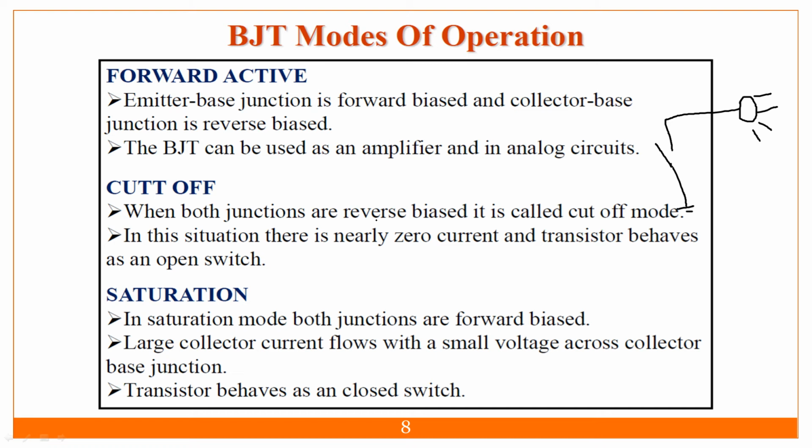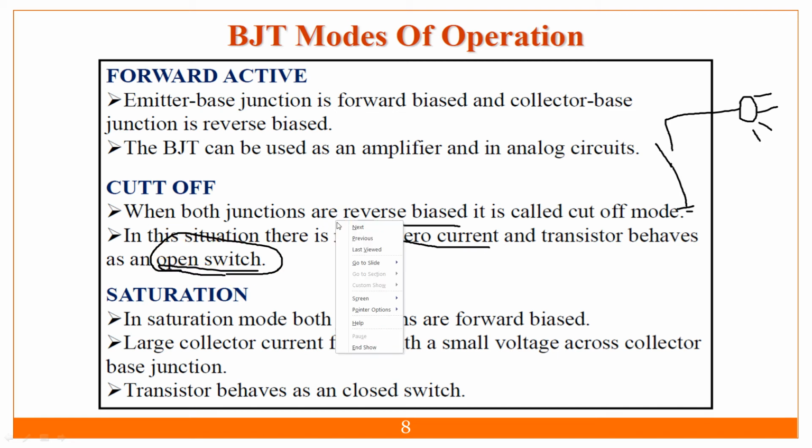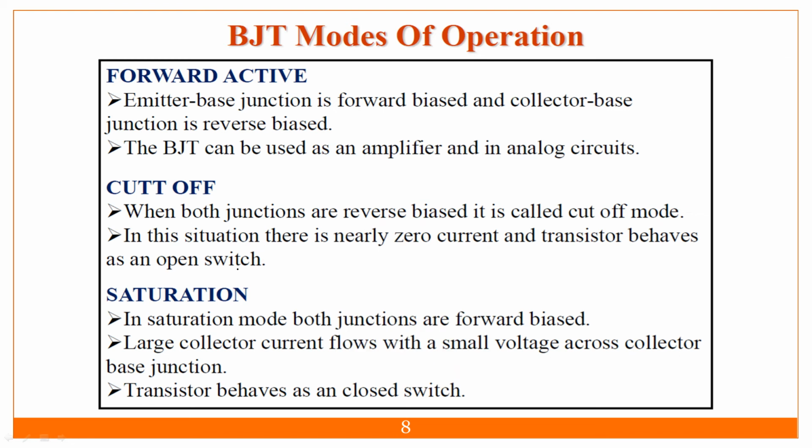In the cutoff region, both junctions are in reverse bias. Reverse bias means current will not flow. That is why nearly zero current flows, and the transistor will act as an open switch. Just keep this in mind: the transistor will act as an open switch.